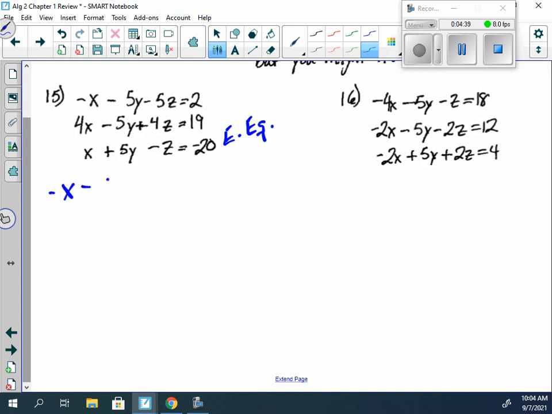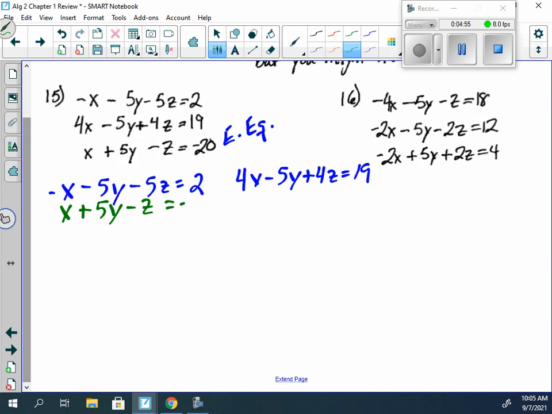So negative x minus 5y minus 5z equals 2. 4x minus 5y plus 4z equals 19. Well, since the number in front of y is already matched up, we can just go on and put it underneath. Any questions on how we set this up? So let's look at the one on the left.